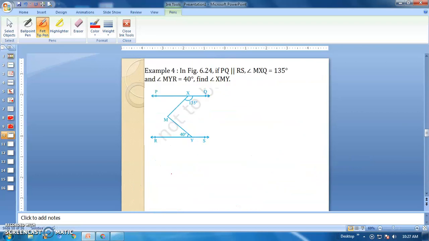In figure 6.24, this figure only, PQ is parallel to RS. This one is PQ and this one is RS, parallel, and angle MXQ is 135 degrees and angle MYR is 40 degrees. They are asking us to find angle XMY. They are asking to find this angle. Now these two lines are parallel. For finding this angle, I am going to draw a transversal. I am going to draw one more line through M, this one.